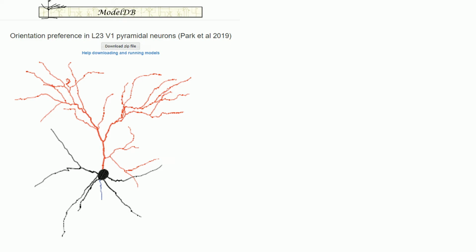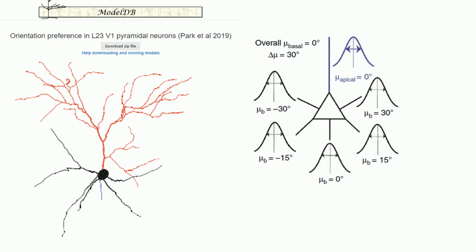Their basic assumption was that all incoming synapses were themselves tuned for orientation, but their preferred orientation was randomly chosen from a normal distribution with a particular mean and standard deviation. This assumption was chosen to agree with existing literature on the synaptic inputs to layer 2-3 neurons.